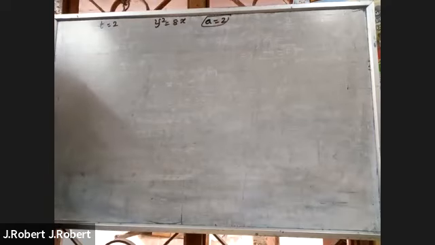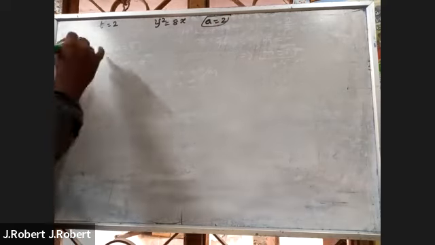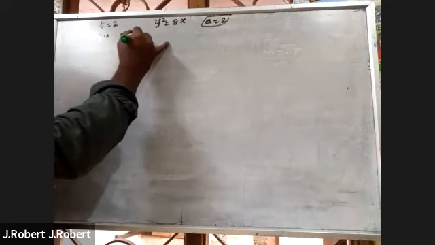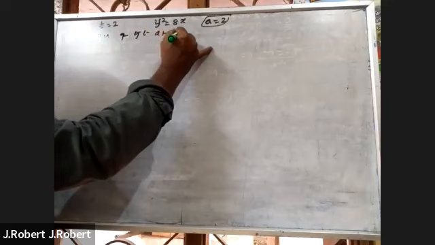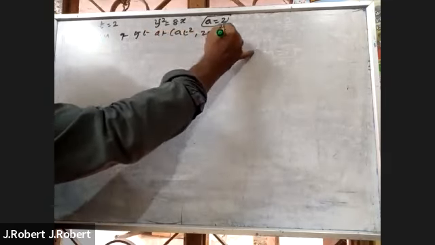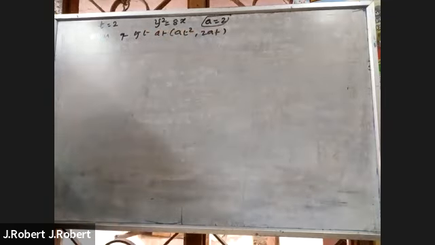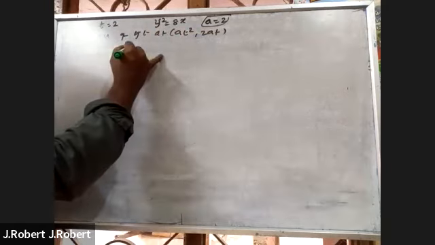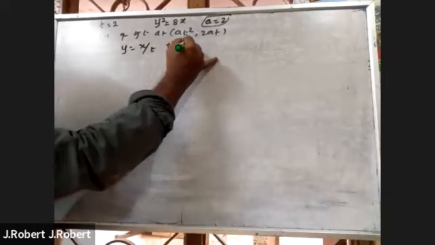At t is equal to 2, what we have to do is find the equation of the tangent at t using the formula. That is, the equation of the tangent at the parametric point at squared comma 2at. I gave a formula for that. What formula? y is equal to x by t plus at, I gave that formula.